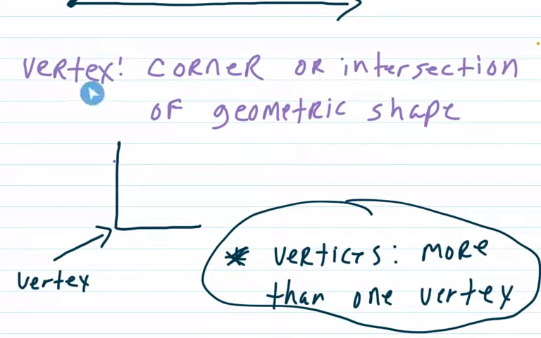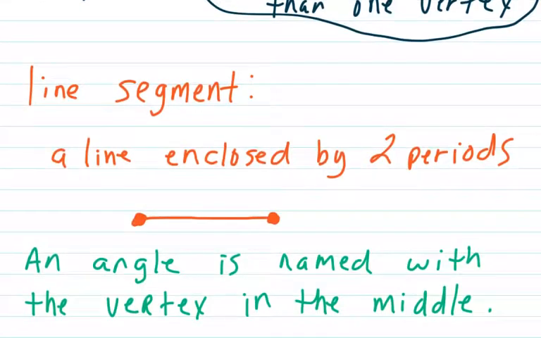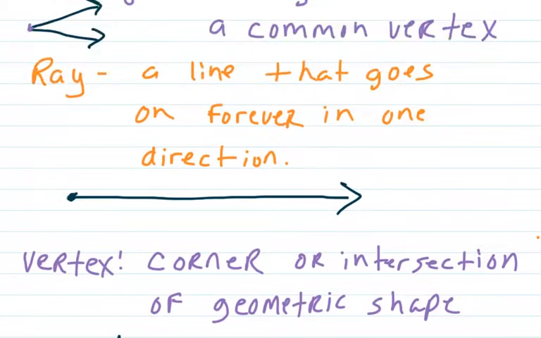Now, a vertex is a corner or intersection of a geometric shape. I forgot to put A right there. And so right here is where the vertex is, right where my pointer is pointing. And you remember, vertices are more than one vertex. Now, a line segment is a line enclosed by two periods, like we have here in our example. And an angle is named with the vertex in the middle. And we're going to see that once we look at our two examples when we name some angles.